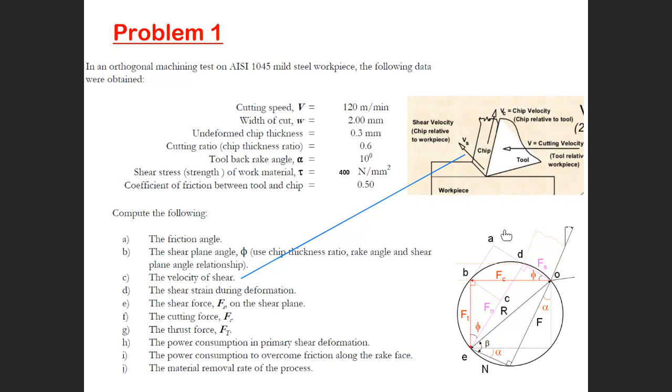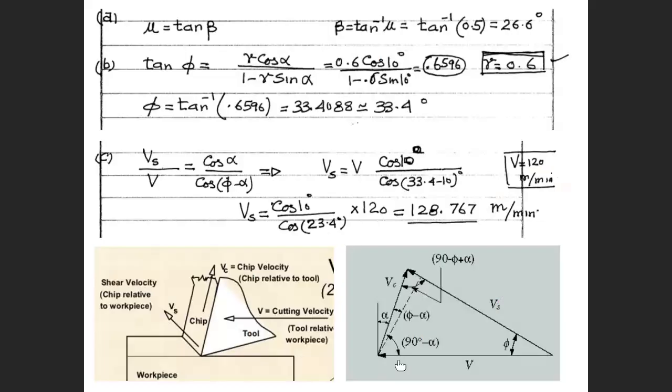Power consumption in the primary shear zone. Primary shear zone meaning the shear, so we need the shear power, which is Fs times Vs. We need the power to overcome the friction, which is the friction force multiplied by Vc. And we need the material removal rate, V times f times d.